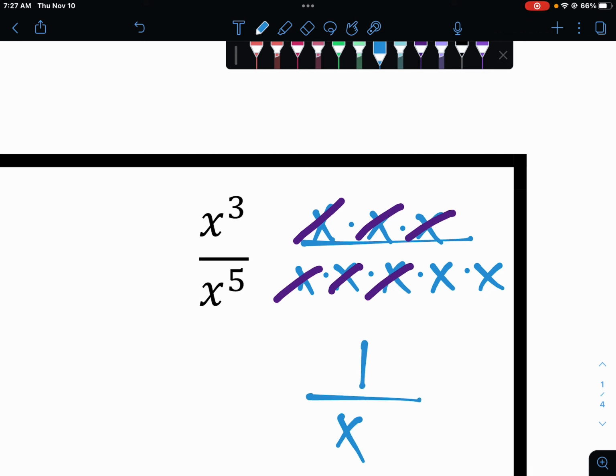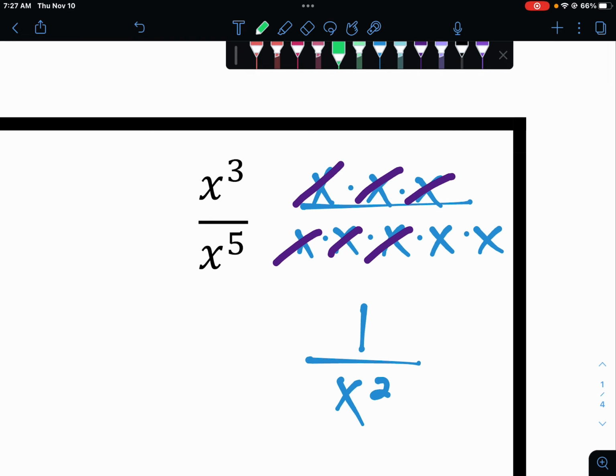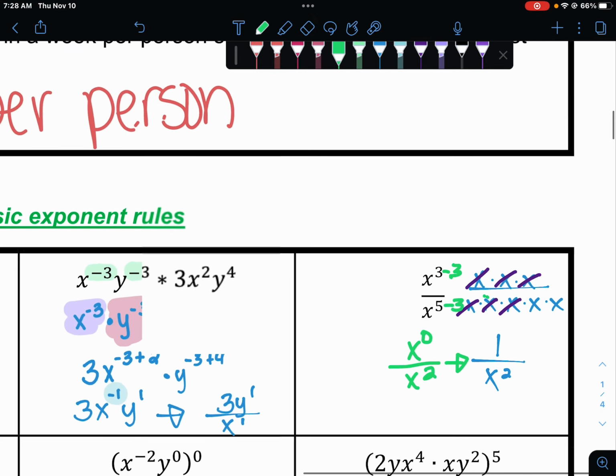If you don't want to write it out, if your numbers are too big at any point and you don't want to list out, I don't know, like 27 x's, we can move our exponent towards the bigger one. So I'm moving the 3 to the bigger one. I subtract 3, subtract 3. I have x to the 0 over x squared. X to the 0 power. Anything to the 0 power is 1. And then x squared is just x squared. So there's our answer.